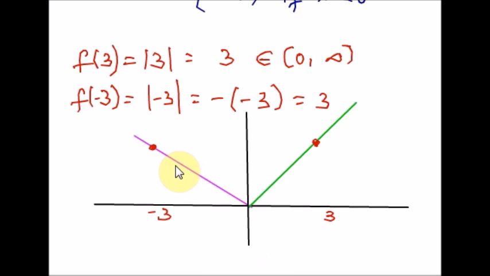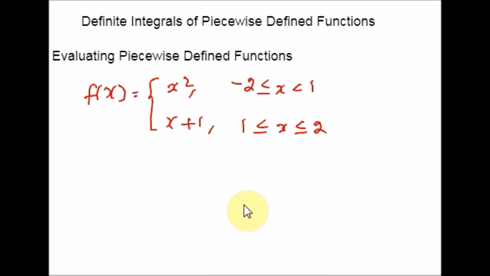Now let's see what evaluating piecewise defined functions is. Let's see a few examples on evaluating piecewise defined functions. Here is the first example. Let the function f of x be defined by x squared when x lies between -2 and 1, and by x plus 1 when 1 is less than or equal to x less than or equal to 2. Now let us evaluate for -1 and 1. Also we can take f of 10. I'm going to take 3 numbers.